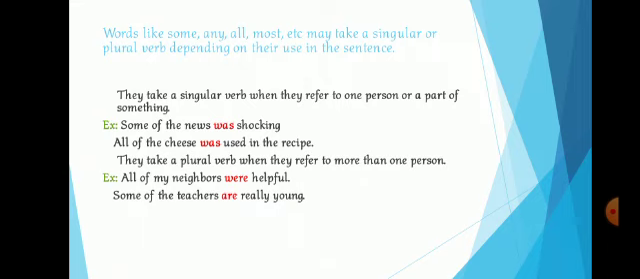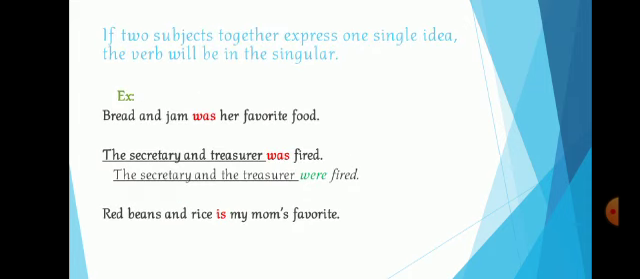So depending on the use in the sentence, whether they talk about one person or more than one person, the verb will differ, right? Singular, plural. Now this is the fifth rule. Now let's move on to the sixth one, right? Sixth rule is this. If two subjects together express one single idea, the verb will be in the singular.